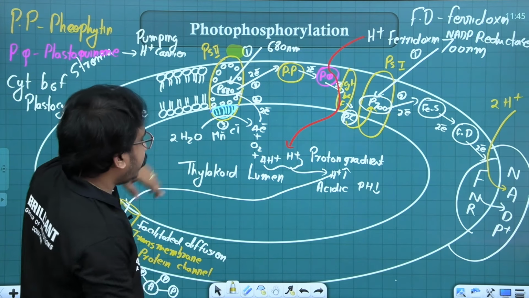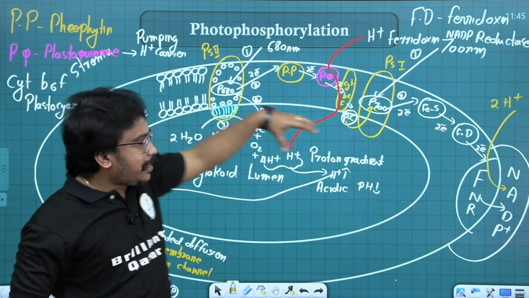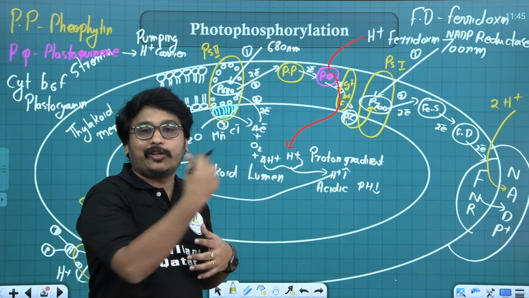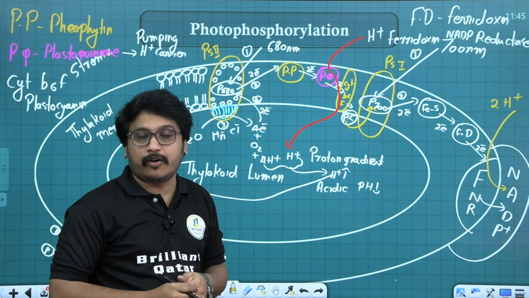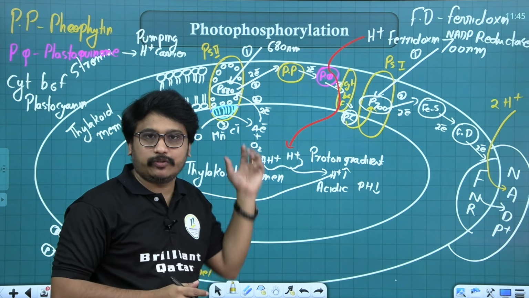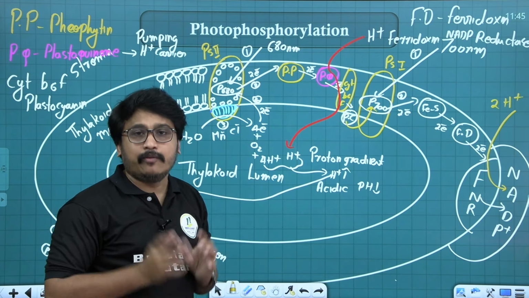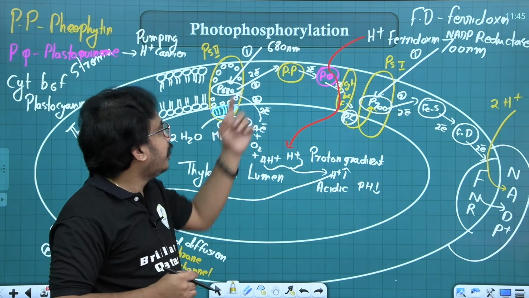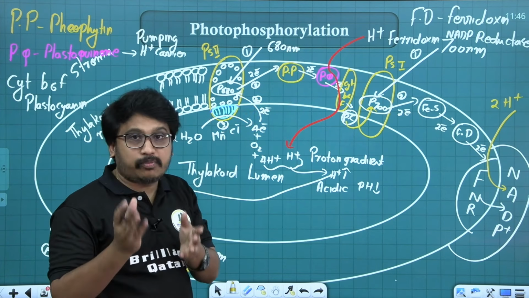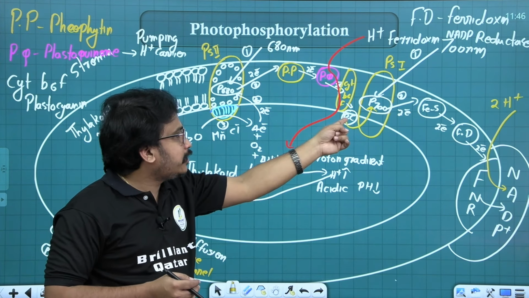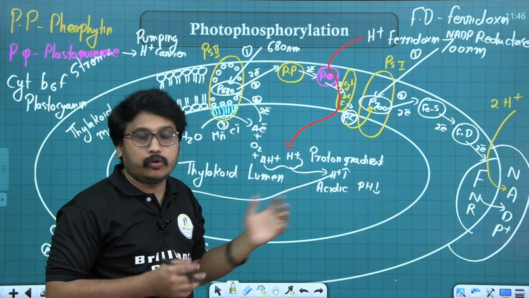Now the question area: all these electron carriers, which side they are located towards can be asked. Where is the water splitting complex located? It's in PS2 facing towards the thylakoid lumen. Where is the plastoquinone located? It's on the thylakoid membrane facing towards the stroma side. Where is plastocyanin located? It's in the thylakoid membrane facing towards the lumen side.